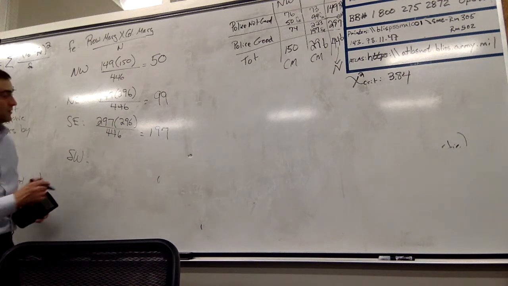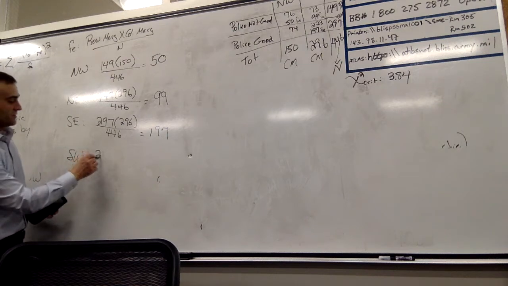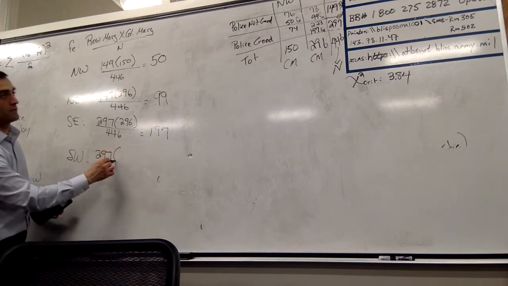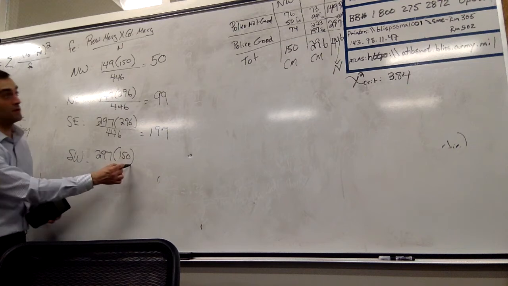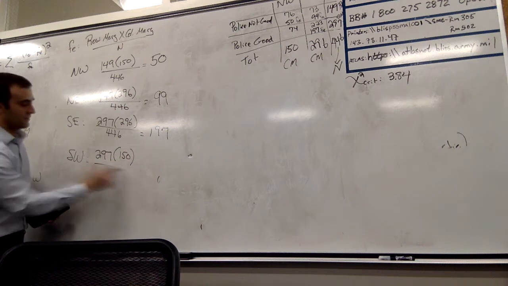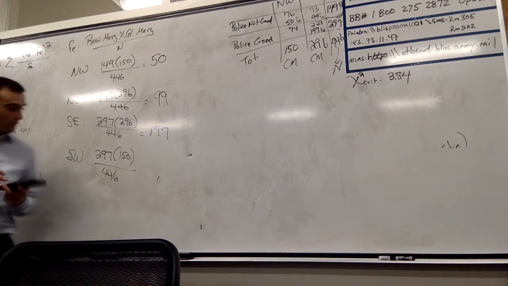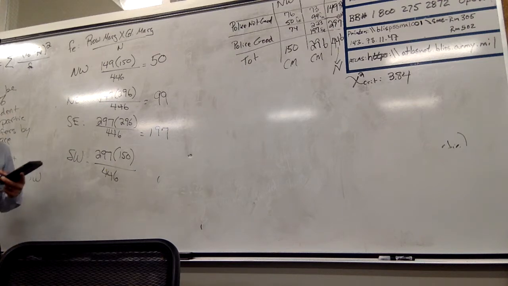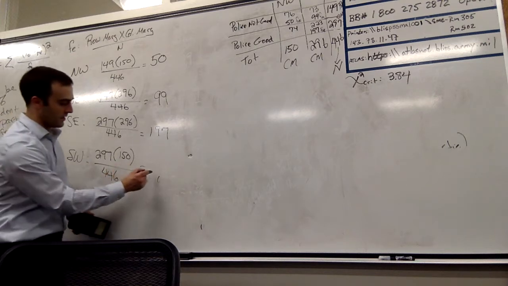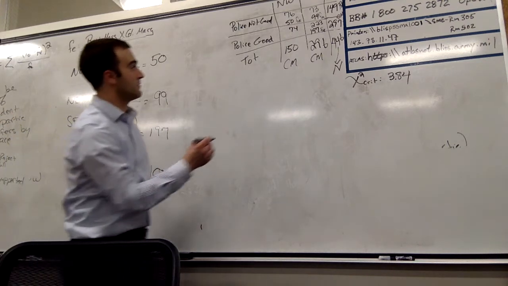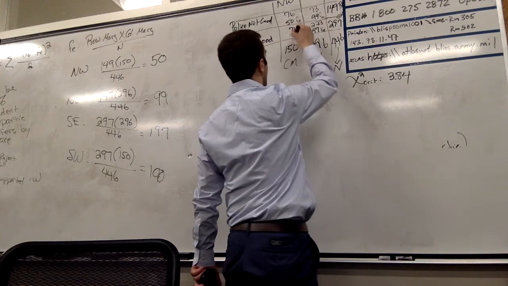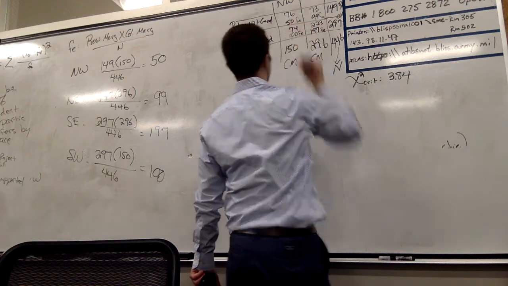Southwest, row marginal is 297, column marginal is 150. Divide by the n of 446, so 297 times 150 over 446. Rounded to the nearest whole number is 100. And that's the expected that we should see in that cell.